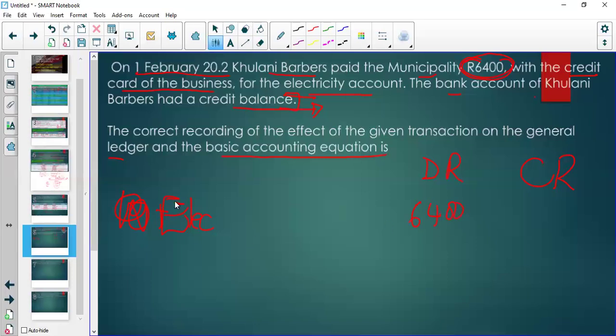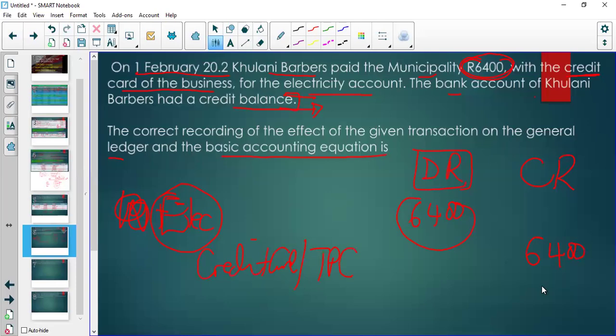So what this means is we should go to the electricity account and place 6,400 on the debit side. For now, we didn't pay using the bank account, we used the credit card. So we now owe the providers of the credit card that money because they provided us the cash. So we're going to credit the credit card, or the trade payables control, which is a liability, with 6,400.